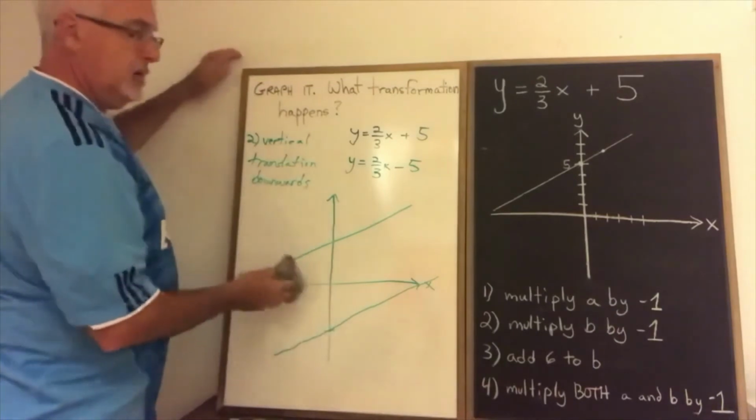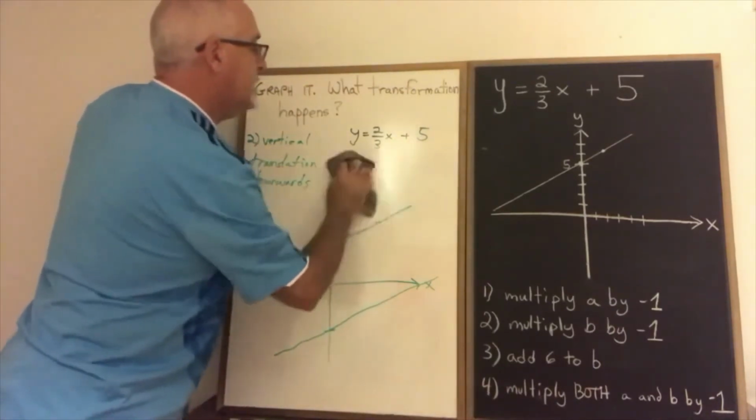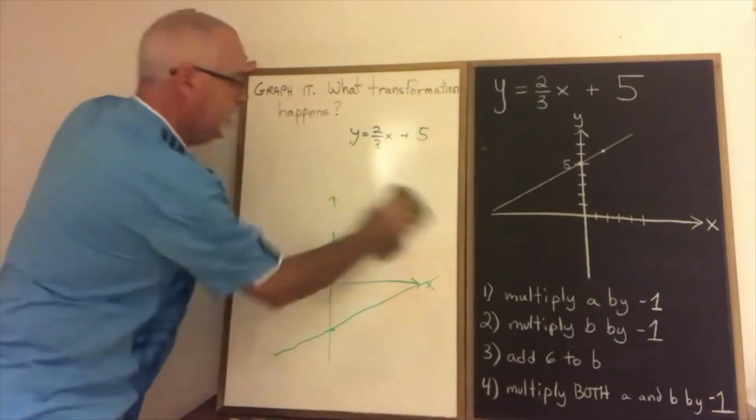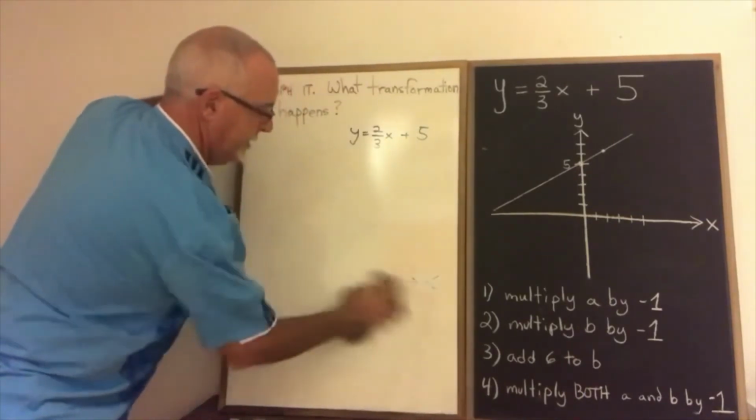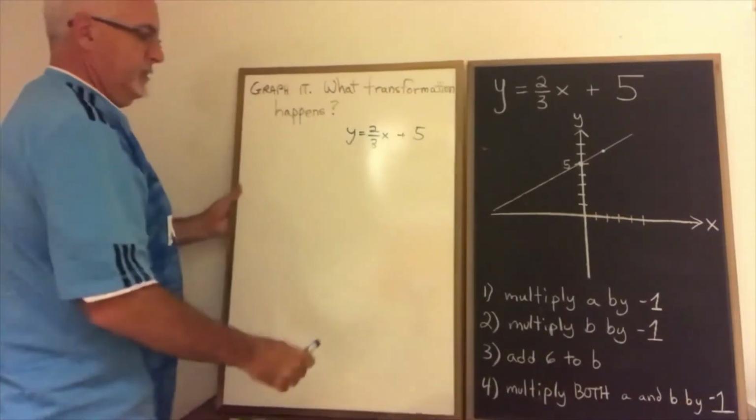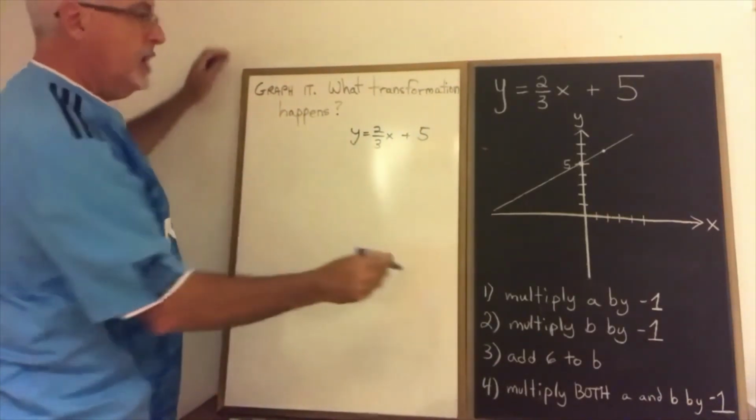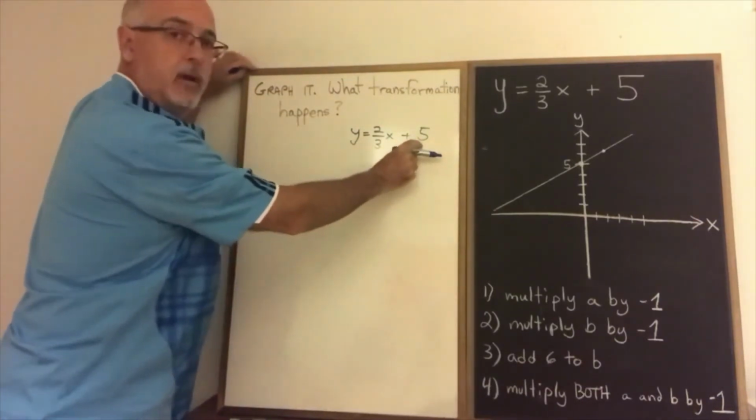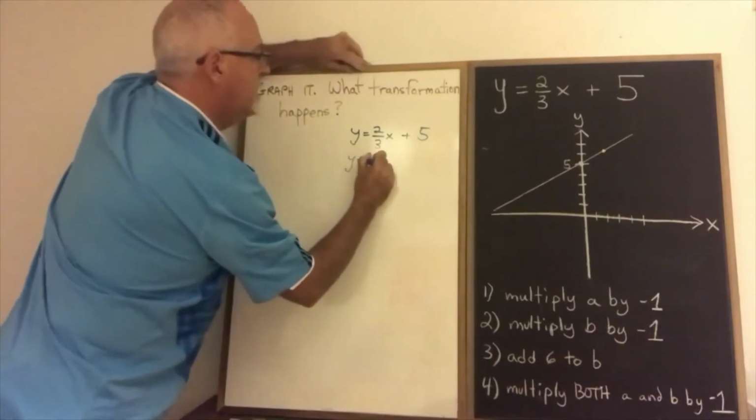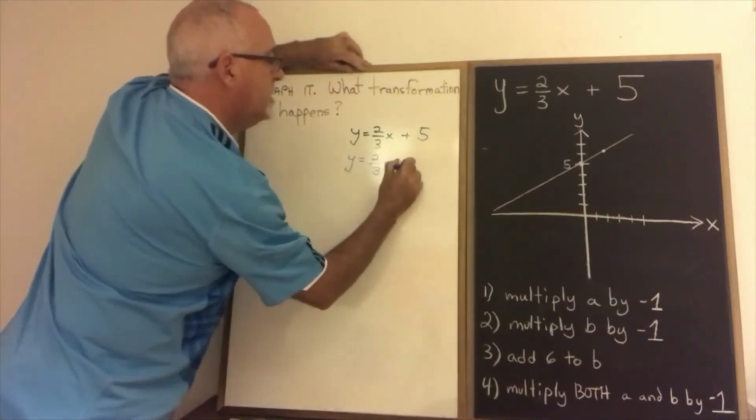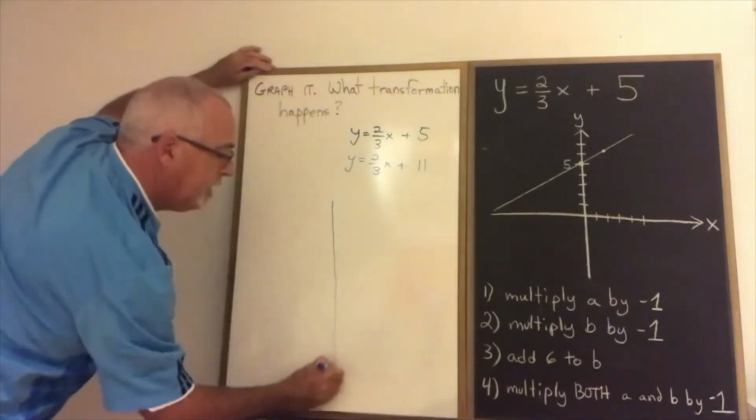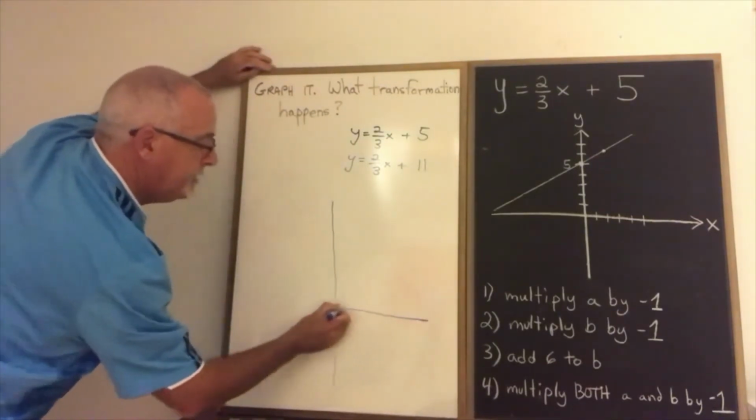Let's look at part 3. Add 6 to b. Okay, so we're adding 6 to the 5. We're not changing the slope again. We end up with y equals 2/3 x plus 11. To graph this, I'm going to have to change my graph a little bit.